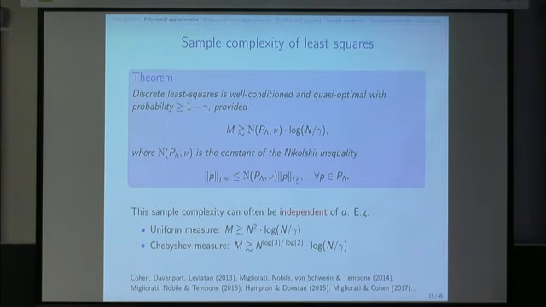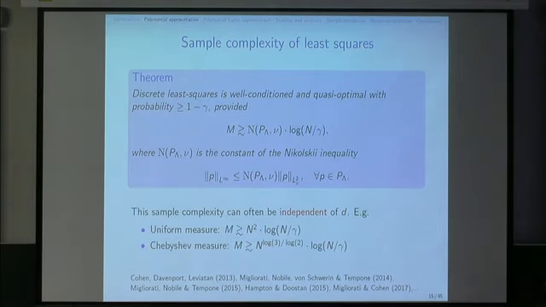Actually, there's a typo here. I think this should be the Nikolsky constant squared, just to be precise. And if you use the Chebyshev measure, then the constant is n to the log 3 divided by log 2. And so the nice point here is that you're independent of the dimension. You don't see the dimension d in these estimates.